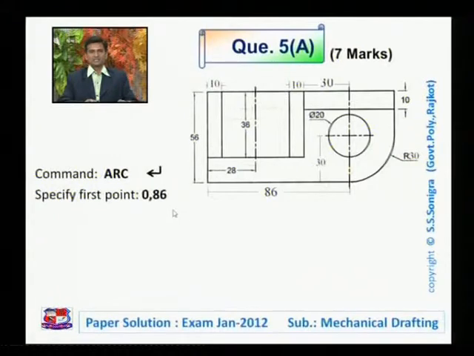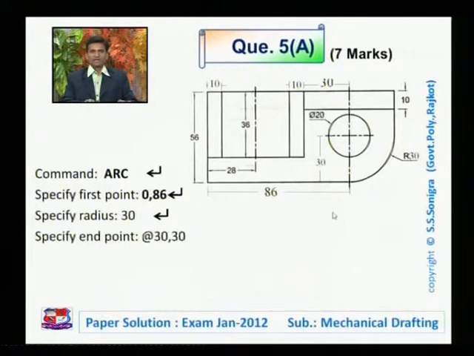Enter, specify first point. Here this is the first point which has coordinate 0 on x-axis, and here, wrong, it is 86 and 0. X coordinate is 86, Y coordinate is 0. Enter, specify radius, that is 30 mm. This is given over here. Radius is 30 mm. Enter, specify endpoint.